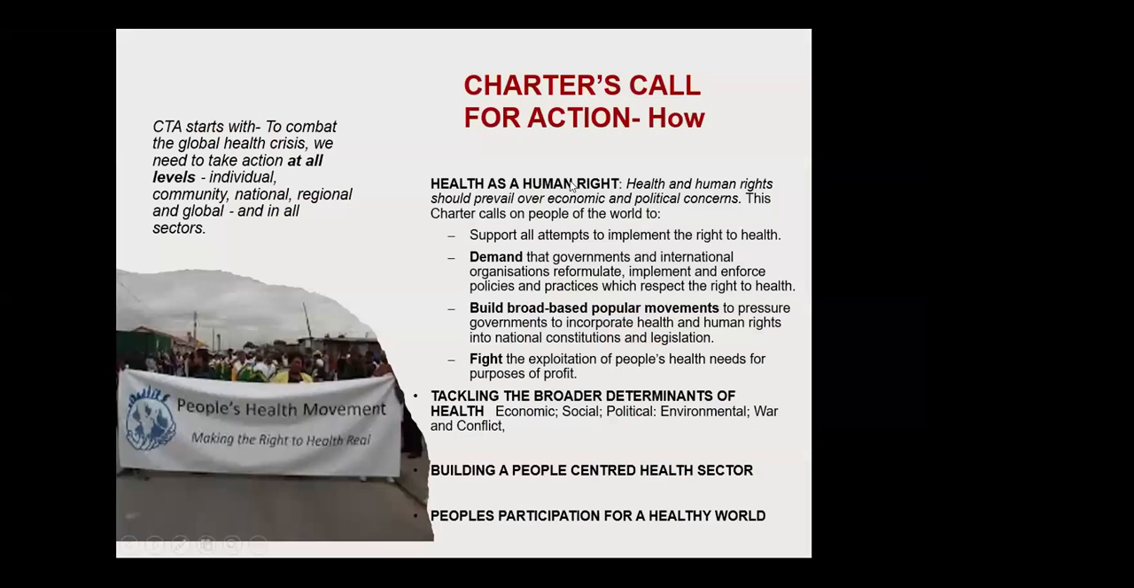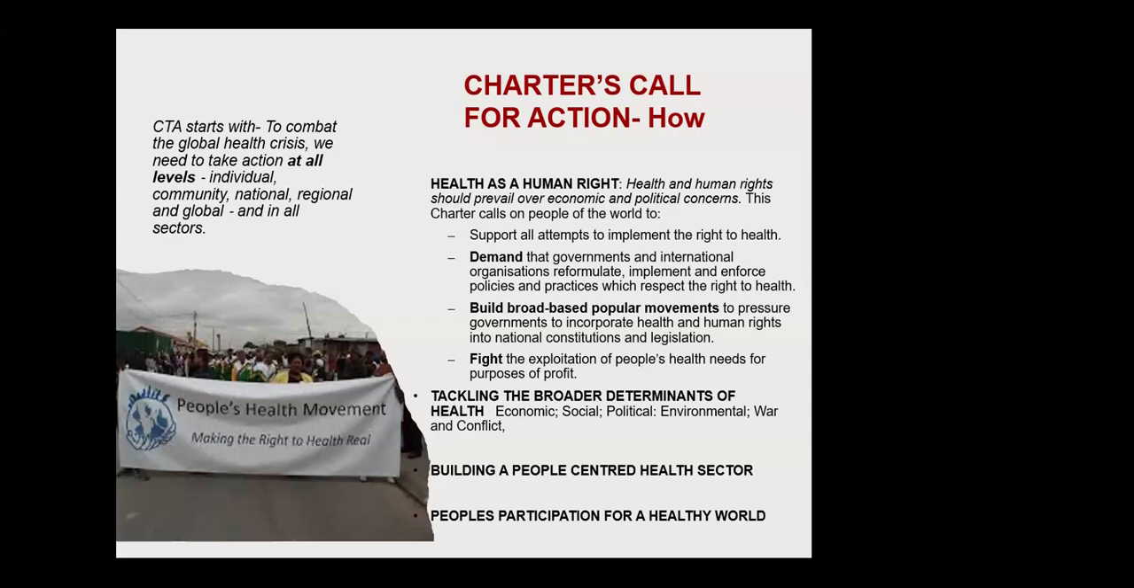If you see the charter, after a discussion about the principles, the values and the problem, it has a call for action, which in a way repeats most of the things that we talk about, but also how we are going to achieve it. The call to action starts with: to combat the global health crisis, we need to take action at all levels, individual, community, national, regional, and global, and in all sectors, not just the health sector. That is something very important to PHM, of how different sectors determine the health of the people.